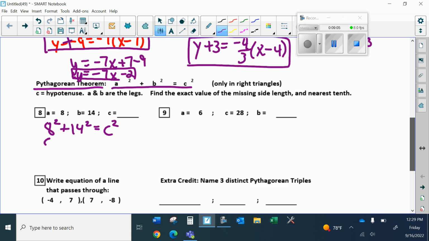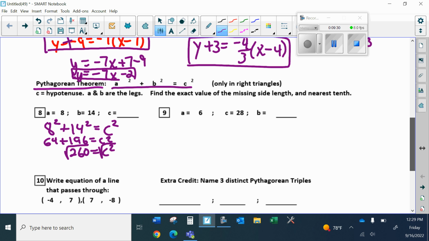Okay, so I have 64 plus 196 equals c squared. 260 then, right? Equals c squared. How do I get down to c? I take the square root. Why aren't I seeing that square root on both sides? You just follow the exact same steps I do. You do not cut out steps. You memorize and follow the exact same steps.